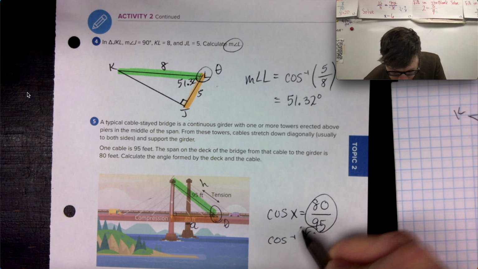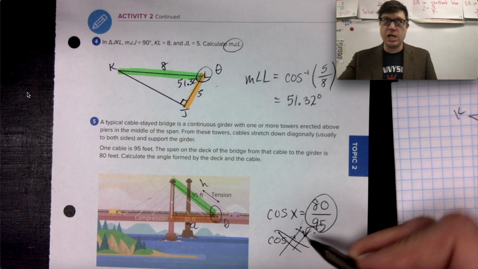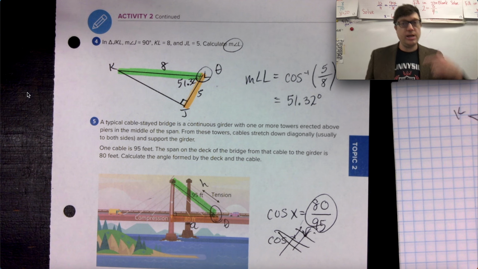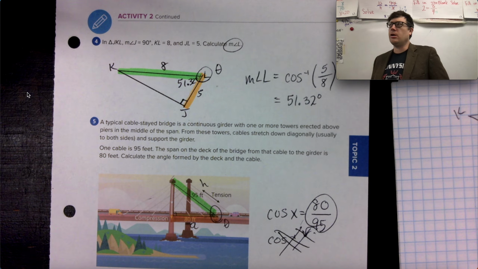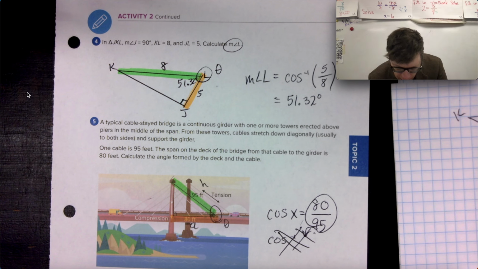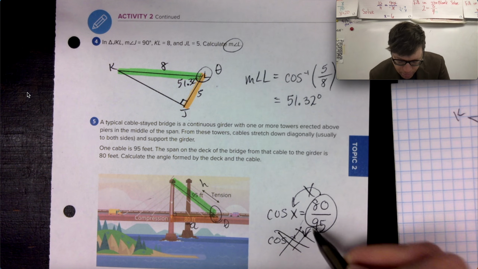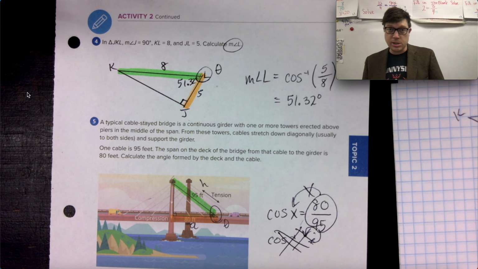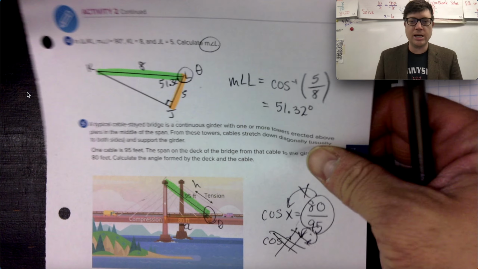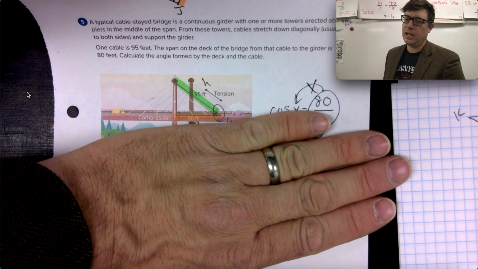Do not put the fraction 80 over 95 into, well, hold up a second. What am I saying here? I said that weird. Do not put this there. That's not right. Put it into the inverse cosine function. In fact, it should look something like this.